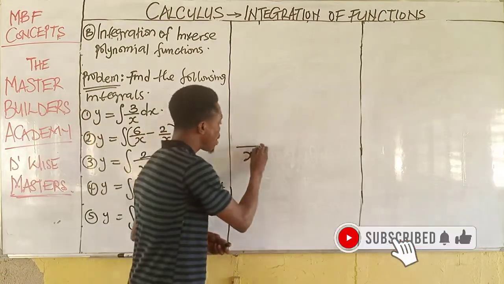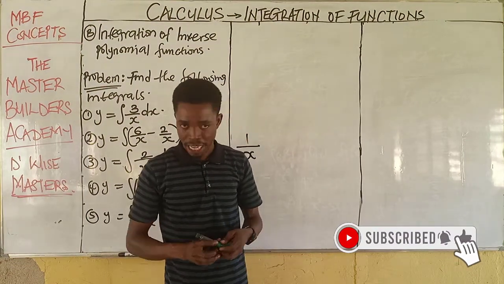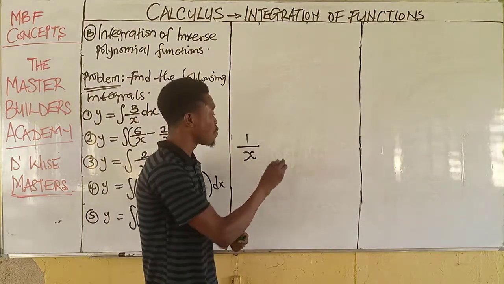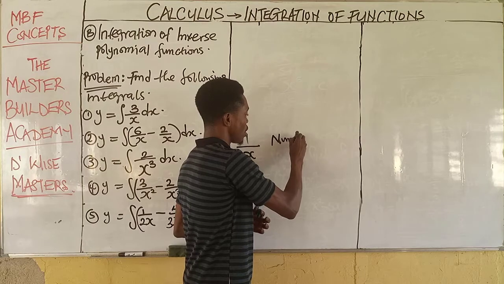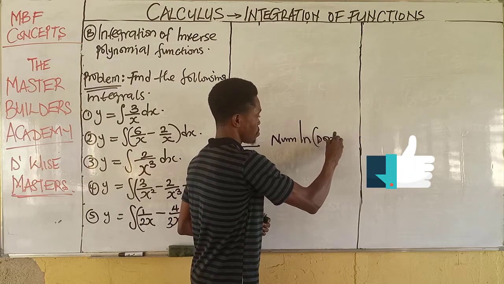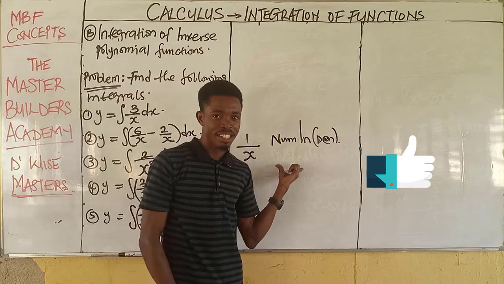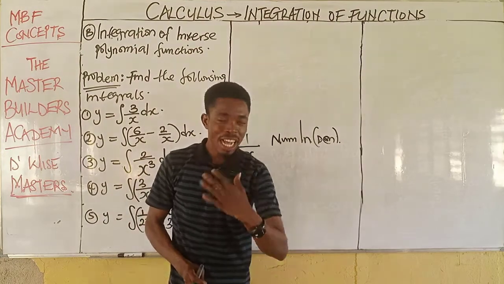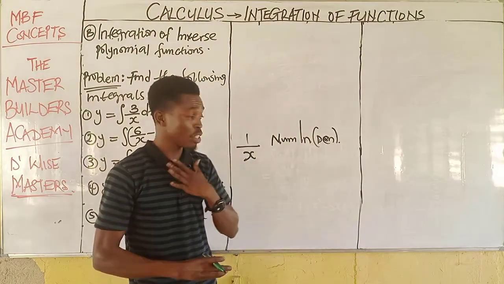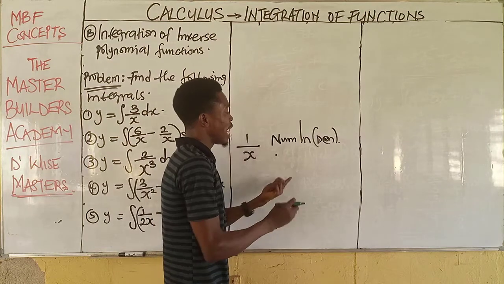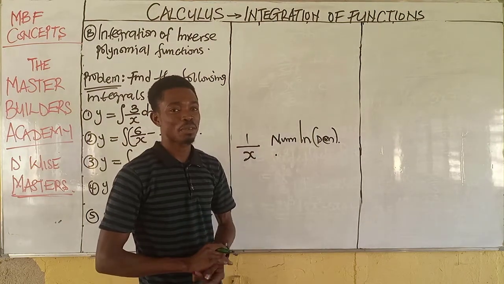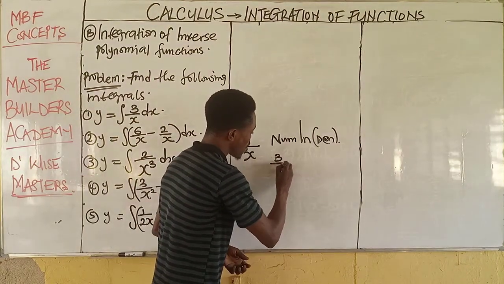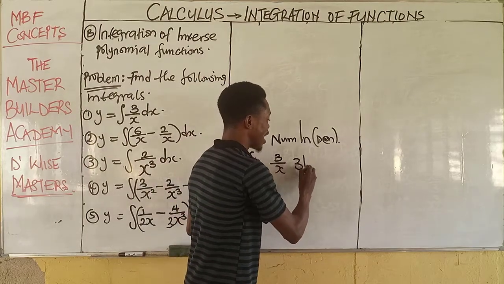Now listen carefully. When the power of x at the denominator is 1, when you integrate the function, you have the numerator times the natural log of the denominator. I don't know if you understand this. Anytime the power of x at the denominator is 1 and you have a constant at the numerator, all you just need to do is pull down the numerator, then the log of the denominator. It's as simple as this. Now, the same way if I have 3 over x, this is the numerator, then the log of the denominator.